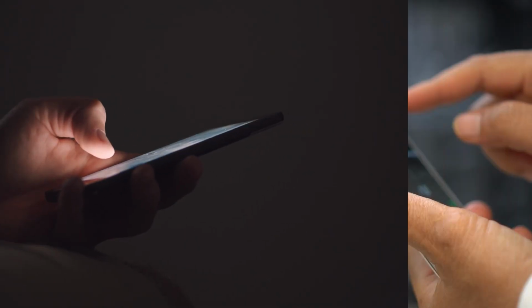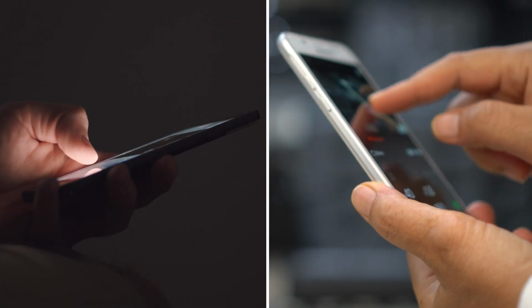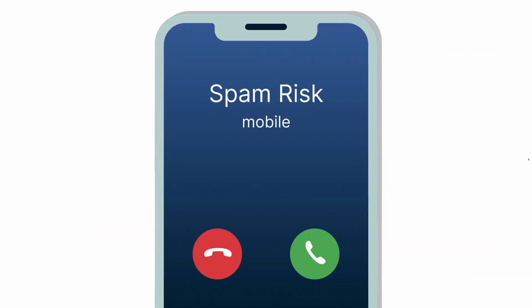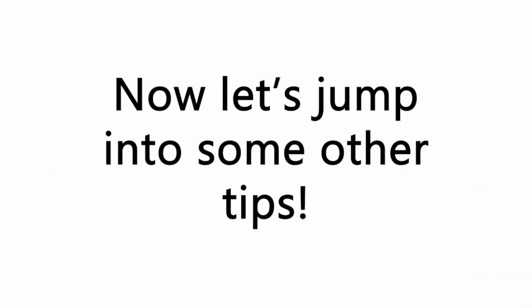Before diving into a few iPhone and Android tips, a crucial first step is to add CellGate to your contacts. This simple action ensures you'll promptly recognize incoming calls and avoid mistaking them for spam. Now let's jump into some other tips.